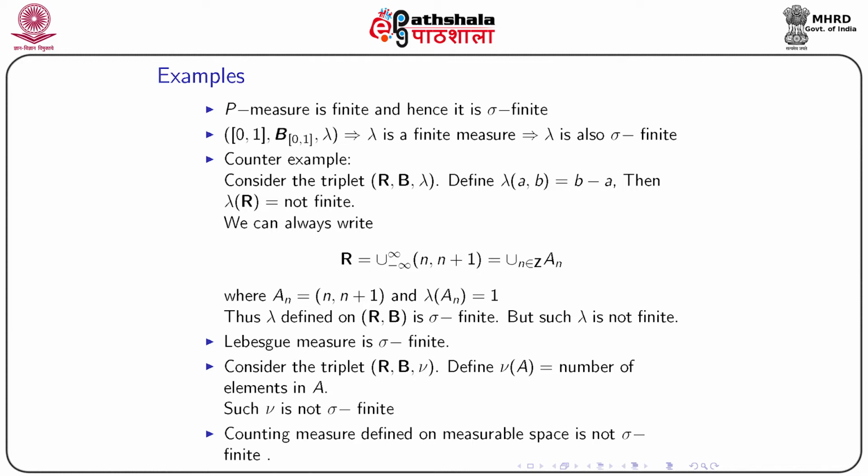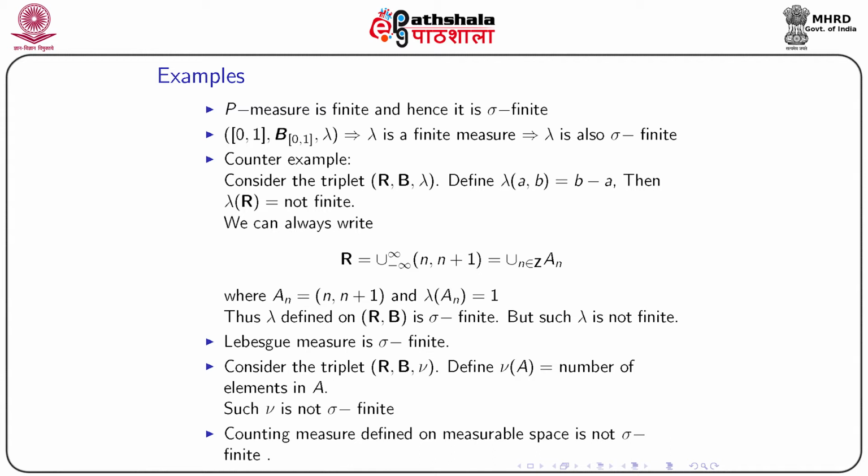Now let us take one counterexample to show that a measure can be sigma finite but not finite. We consider the triplet (R, B, lambda), and we define lambda of (a, b) as b minus a, the length of the interval. Now if we take a as minus infinity and b as plus infinity, that means if we take lambda of R, lambda is not finite. So this is not finite.